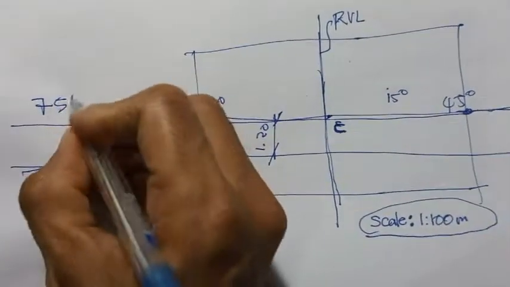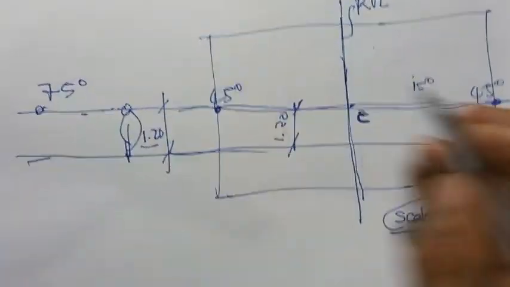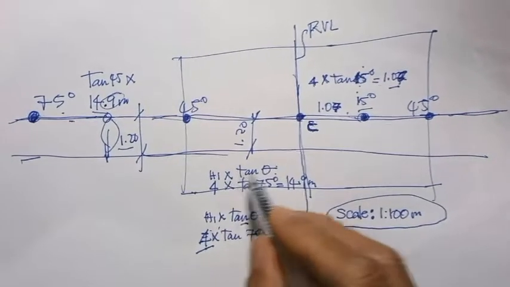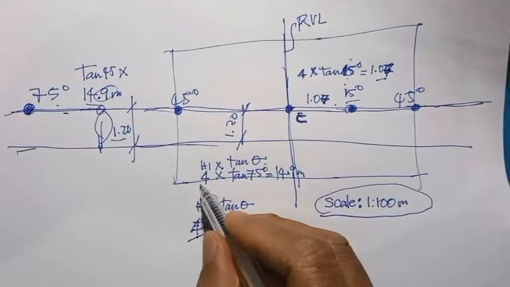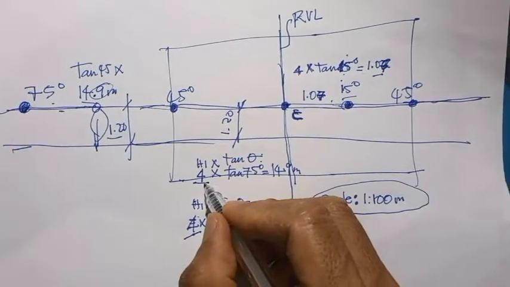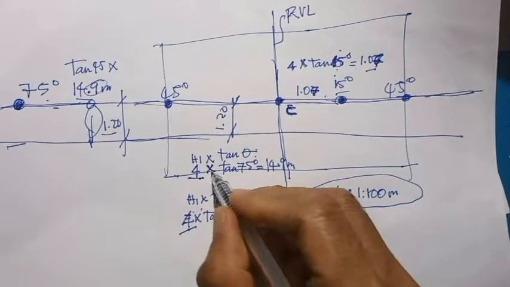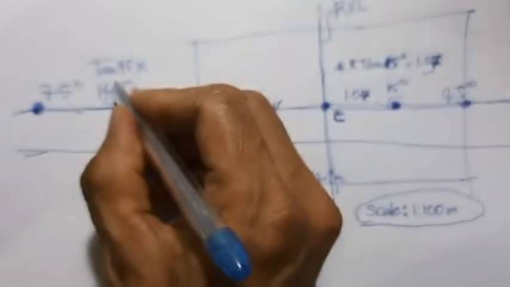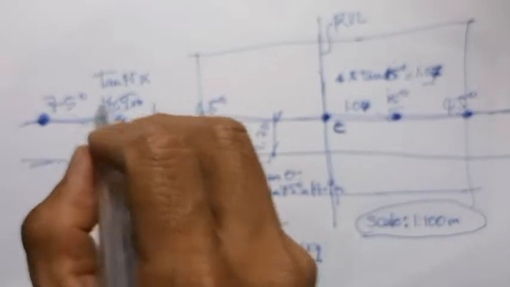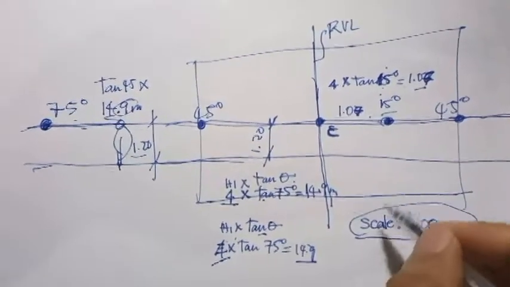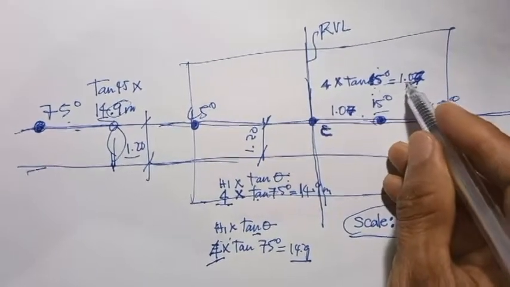Now, locate the other two vanishing points using this formula. Actually, this is constant. Distance of vanishing point is equal to height times tangent theta, where d is the given distance. 4 meters times tangent 75 is equal to 14.9 meters. And then for the other angle, the other vanishing point, 4 times tangent 15 is equal to 1.07 meters.